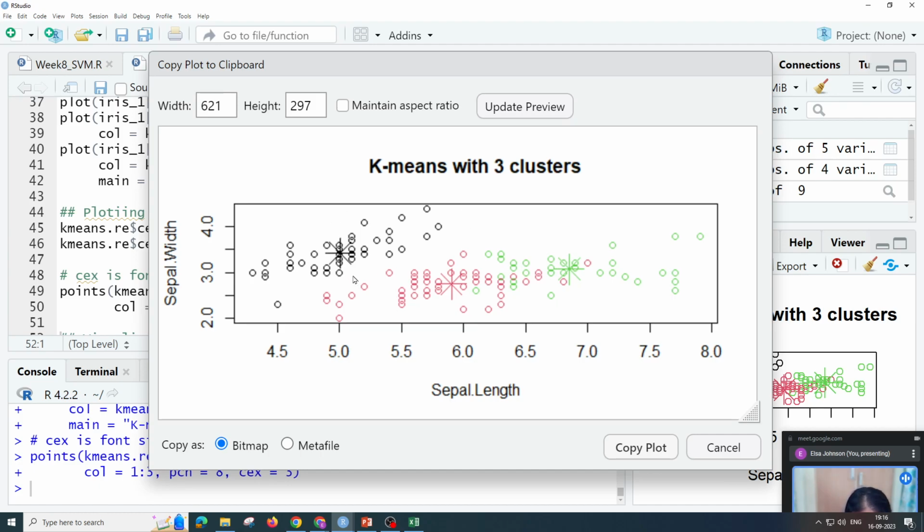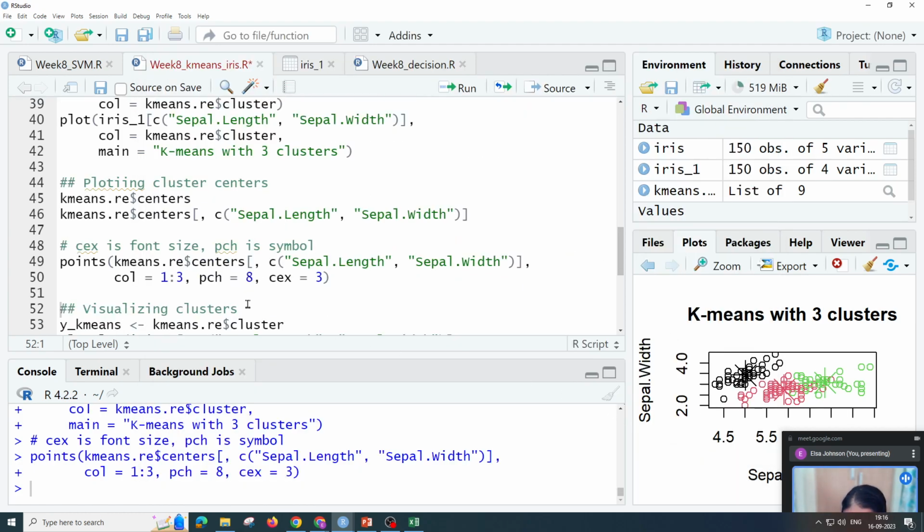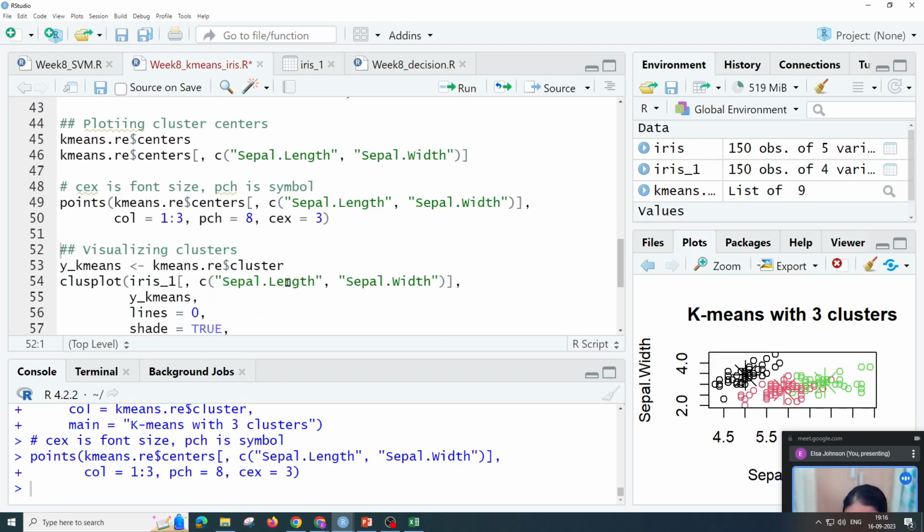So with that we have marked the cluster center also. In this black cluster, the cluster center is here. Actually we have already seen the values also earlier. Then this one is the red cluster and the cluster center for that particular cluster, and the green mark is the cluster center for that particular cluster. Okay, so that is done.